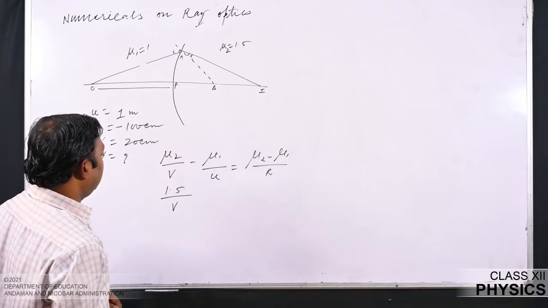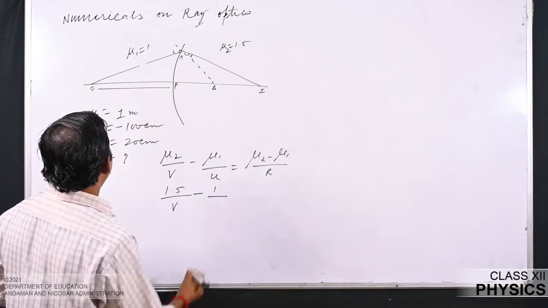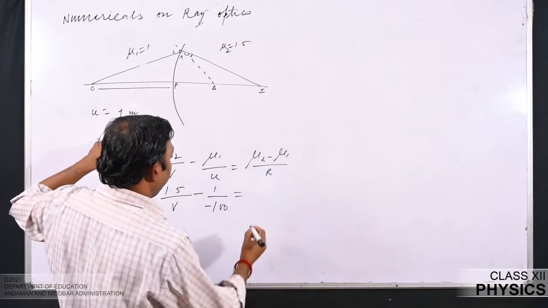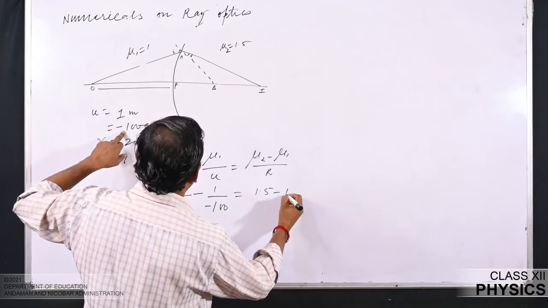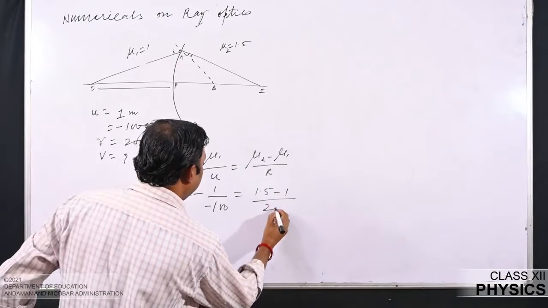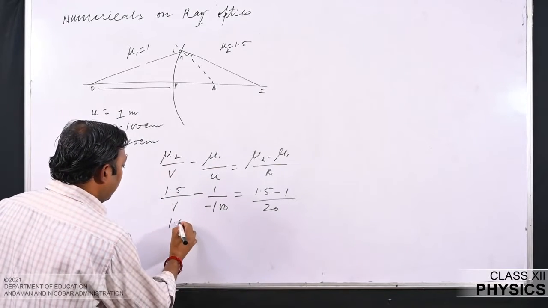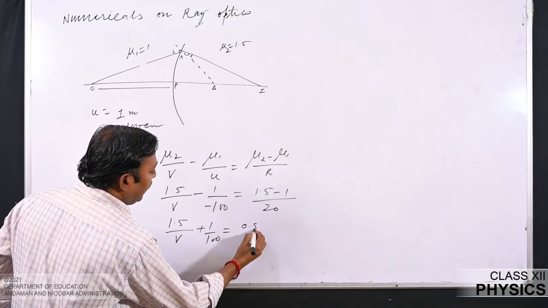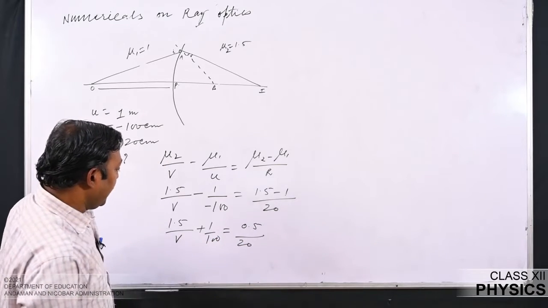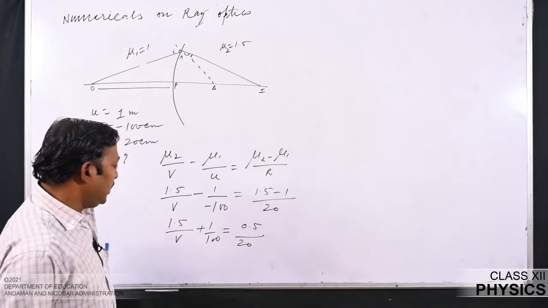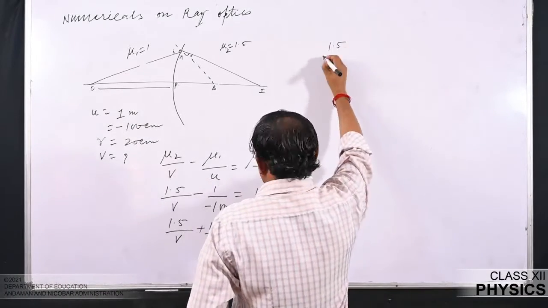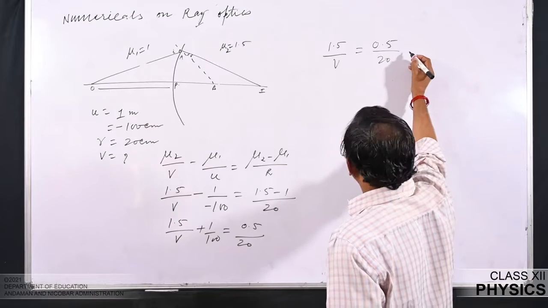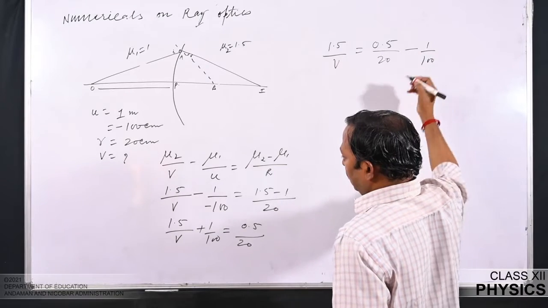So let it be minus 1 divided by U, the value of U is minus 100 centimeter, we will put here, equal to mu2 1.5 minus 1 divided by R, the value of R is 20 centimeter. So we get 1.5 divided by V plus 1 by 100 equal to 0.5 divided by 20. So 1 by 100 can be taken to that side. We get 1.5 by V is equal to 0.5 divided by 20 minus 1 by 100.